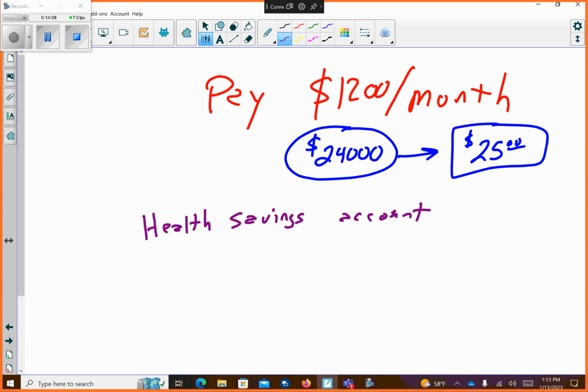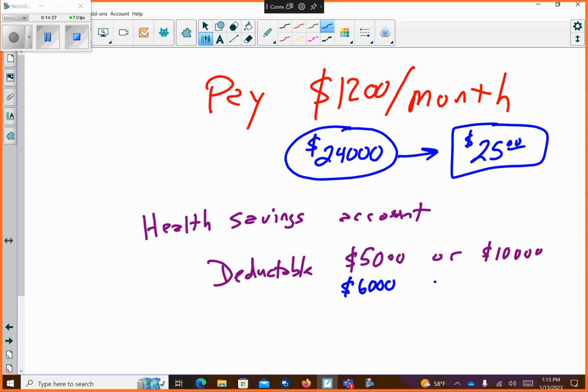Okay? A health savings account is this. I'm going to open one as long as my deductible is $5,000 that I have to pay first, or $10,000 per family. Now, I believe this has changed, but don't quote me on it. I believe it's actually changed to $6,000 or $12,000, but I can't recall if this is the actual data. And is that per injury or per calendar year? Per calendar year.